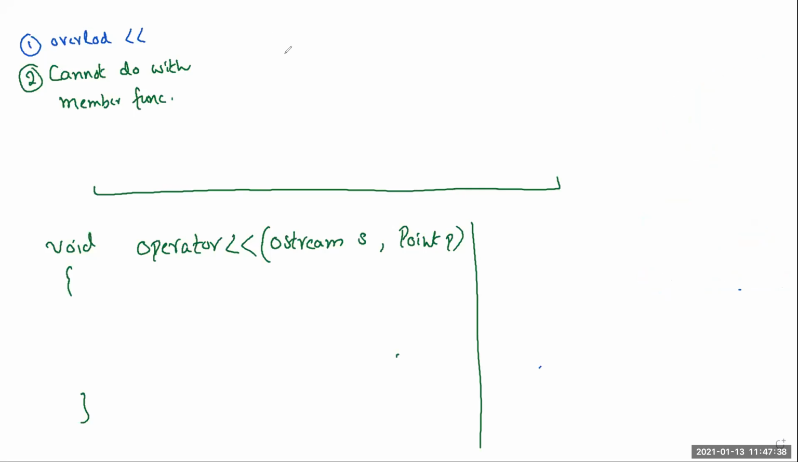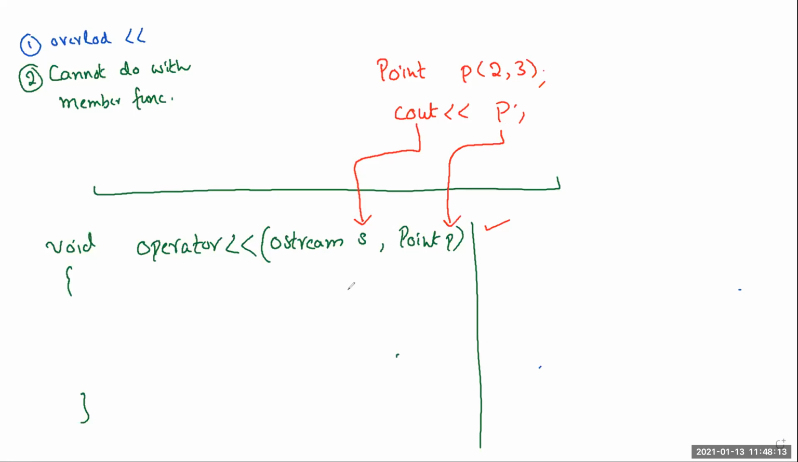Okay, so I'll just be making an object of class point and I'll be trying to call this. You see, I'll write Point P, which is (2, 3), and then I'll be writing something like cout << P. So when I write this, what will happen? This function will be called, and this cout will go into this S. The first argument goes to the first variable, and this P will go into this P.